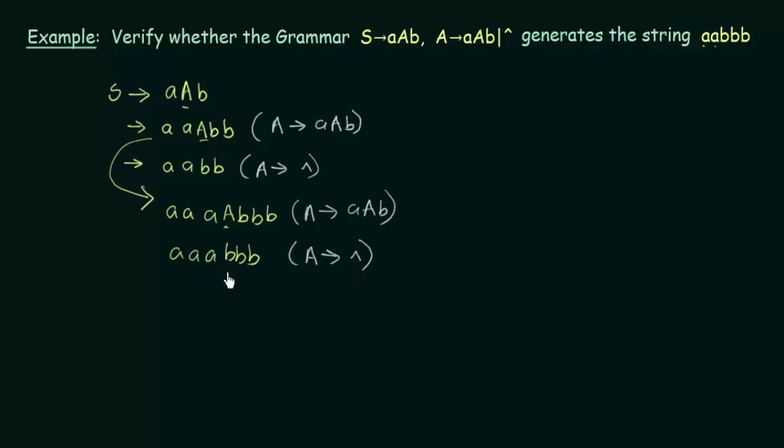Now I see that I am getting 3 b's as I wanted, but I am also getting 3 a's which I don't want. I only wanted 2 a's. So we see that however you replace this with whatever productions of this grammar, you are not going to get a string of this form aabbb. So this string does not belong to this grammar, or this string cannot be generated using this grammar. Okay, so this is how you find out whether a string belongs to a particular grammar.